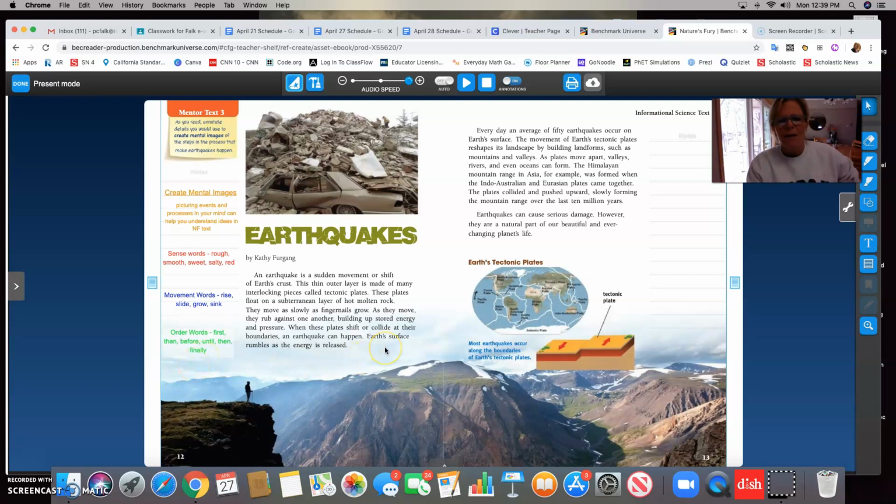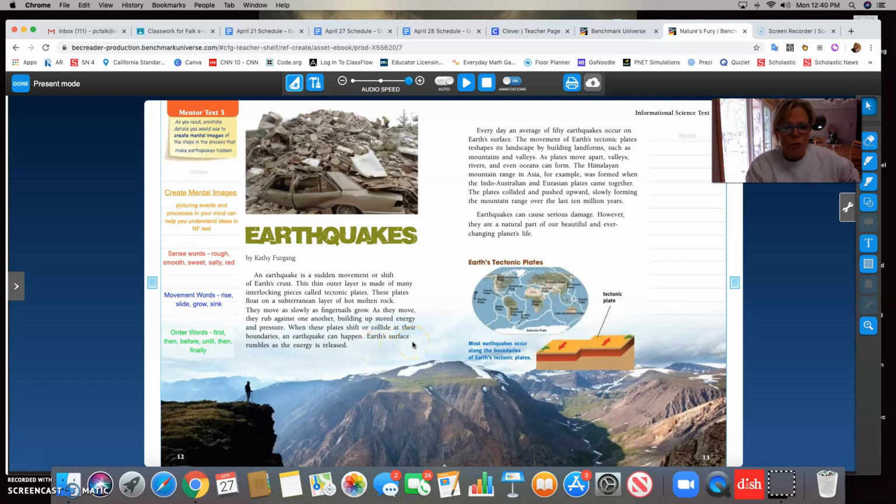So I'm going to read this, and then we're going to come back and just kind of review some of these in this article. Okay, so this is Earthquakes by Kathy Fergang. An earthquake is a sudden movement or shift of Earth's crust. This thin outer layer is made of many interlocking pieces called tectonic plates. These plates float on a subterranean layer of hot molten rock. They move as slowly as fingernails grow. As they move, they rub against one another, building up stored energy and pressure. When these plates shift or collide at their boundaries, an earthquake can happen.